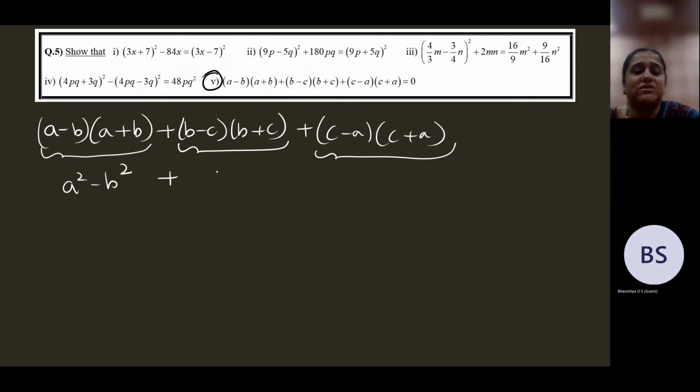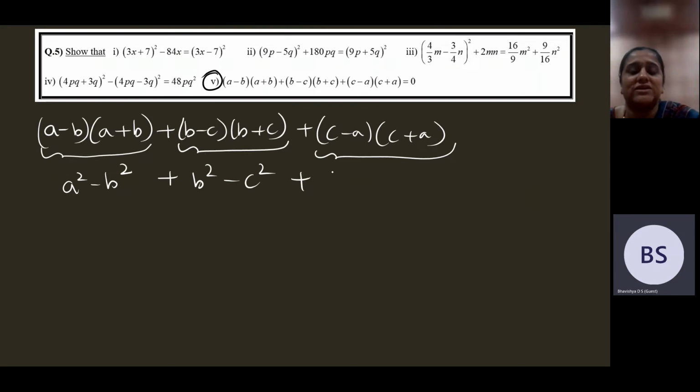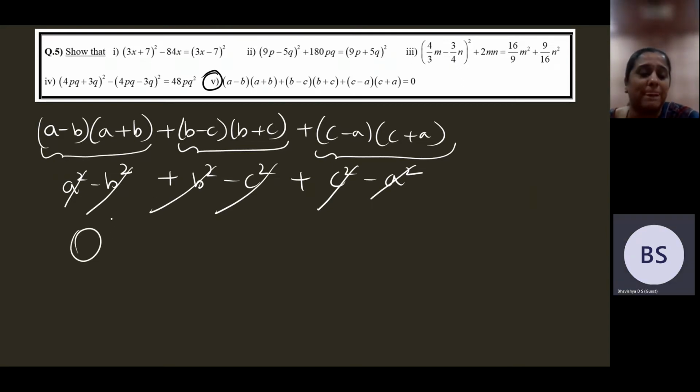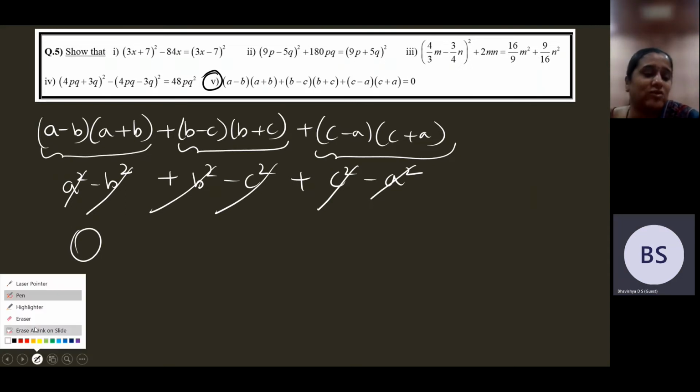Yeah, and what is B minus C into B plus C? B squared minus C squared, ma'am. And what is C minus A into C plus A? C squared minus A squared, ma'am. Now what will happen? Plus A square minus A square, plus C square minus C square, plus B square minus B square. So it is 0. Yes or no? Yes, ma'am. That's all.